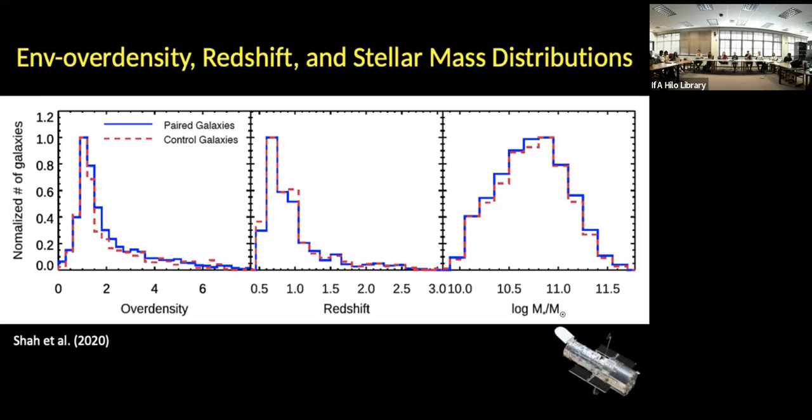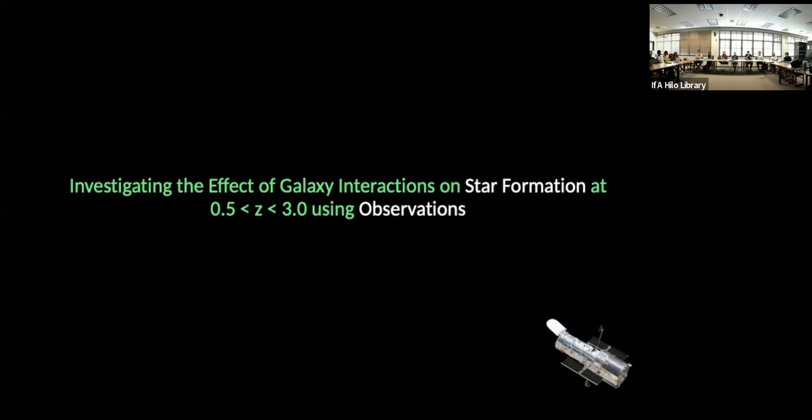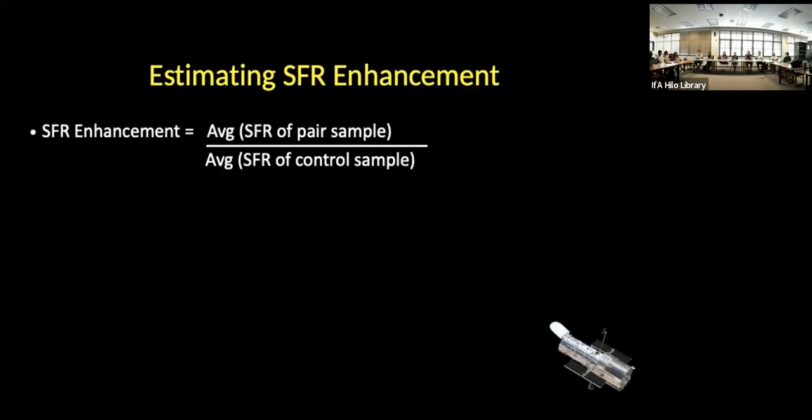Now that the properties of the pairs and controls are similar, if we see a difference in the star formation and AGN activity, that's most likely due to galaxy interaction, because that's the main difference between the two samples. So with that, let's look at how the star formation rate compares between the two samples. For that, I estimate the star formation rate using SED fitting, find the average star formation rate of the pair sample and the average star formation rate of the control sample, and then take the ratio of the two.